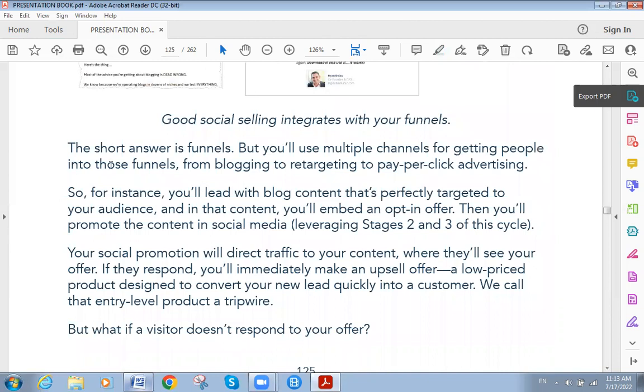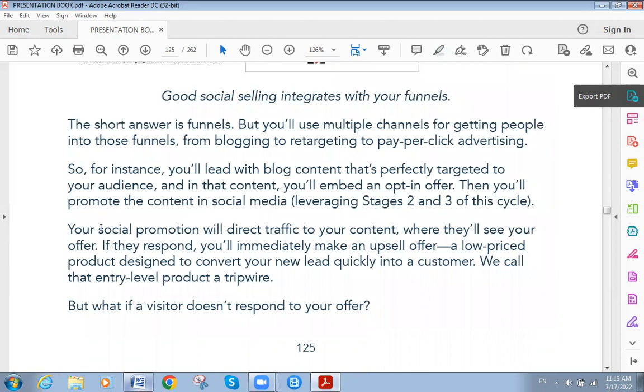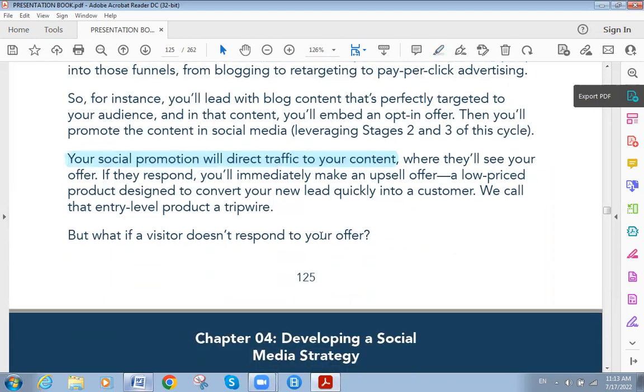It integrates with the funnel. The short answer is in the funnel, but you will use multiple. So your social promotion will direct the traffic into your content.